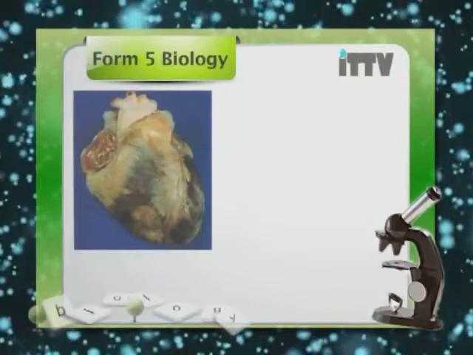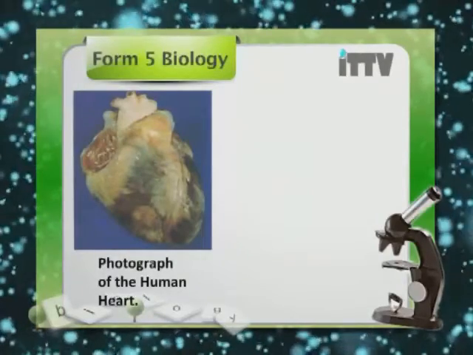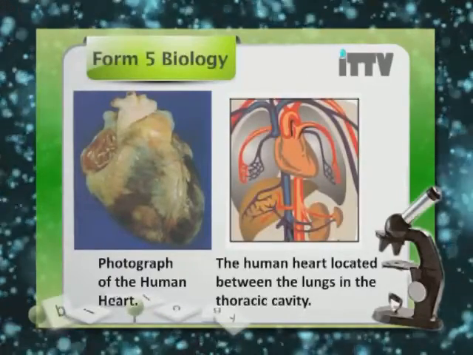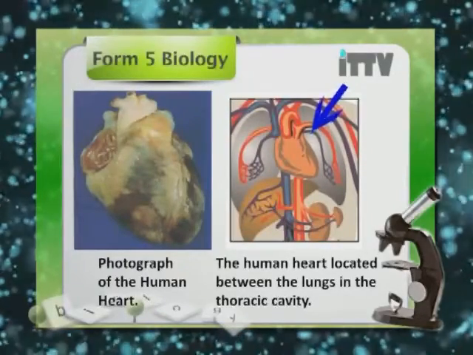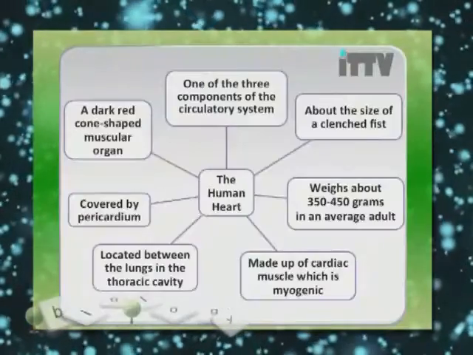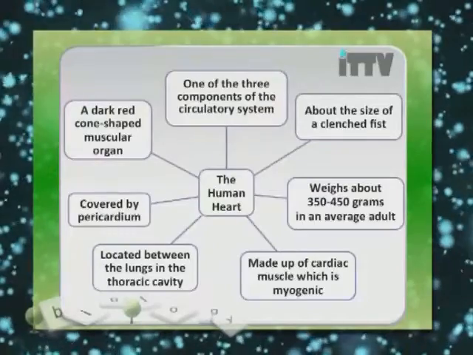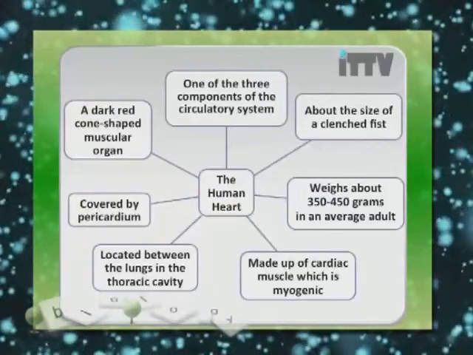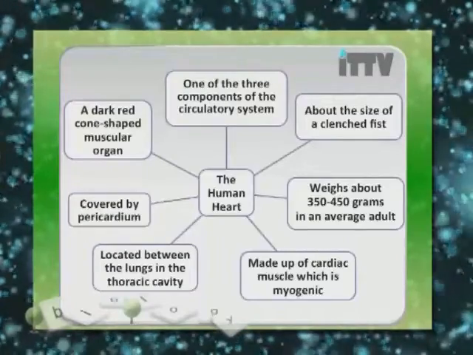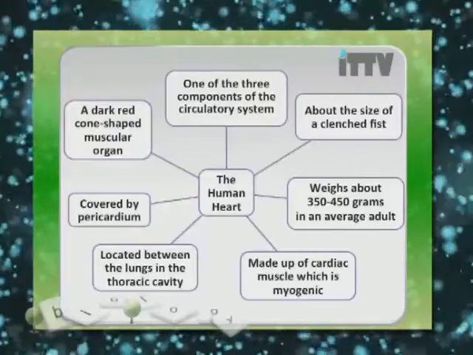The following diagram shows a real human heart and the location of the human heart in the middle of the thoracic cavity in between the lungs. Now that you have seen the picture of a real human heart and a diagrammatic description of the human heart, let us take a look at the characteristics and the features of the human heart.